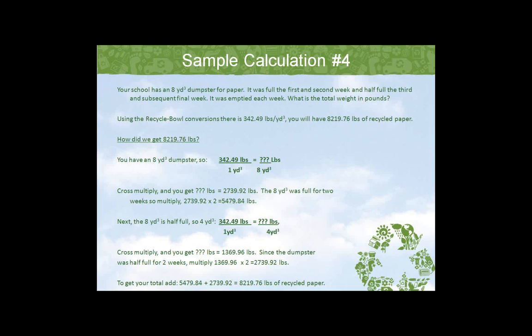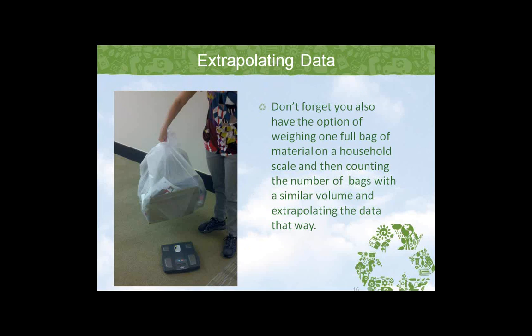But to get your final total, you add 5,479 to 2,739, and you get 8,219 pounds of recycled paper. Don't forget, you also have the option of weighing 1 full bag of material on a household scale and then counting the number of similar bags and extrapolating the data that way.